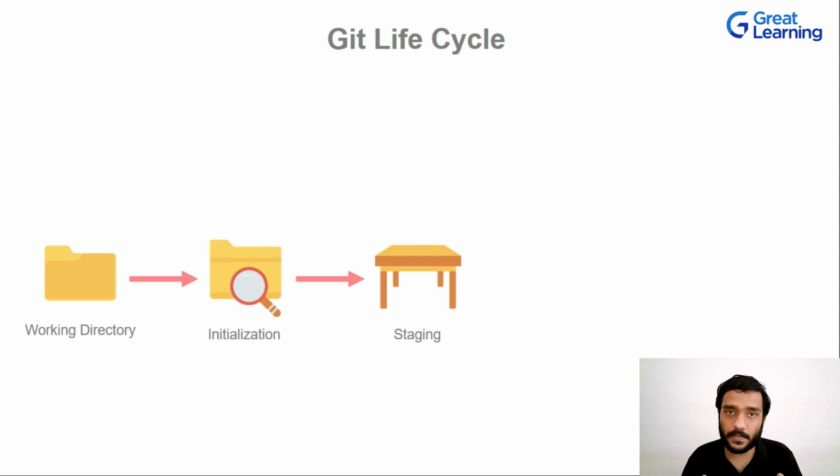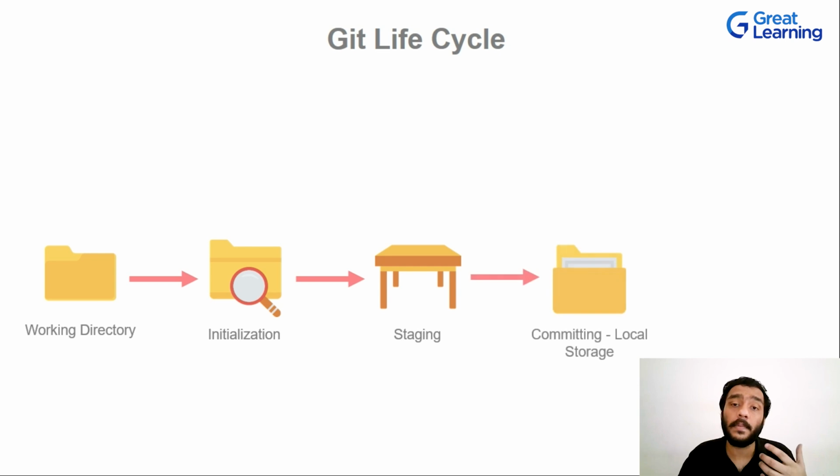In the staging process, you are telling Git, listen, Git, I have these particular files I want you to keep track of. If you have 3 files, and in staging you mention those 3 files, Git will keep track of all the changes you've made so far to those 3 files, right? And once it starts tracking all of these changes, you can go ahead and commit these changes.